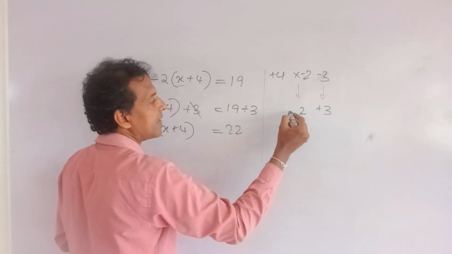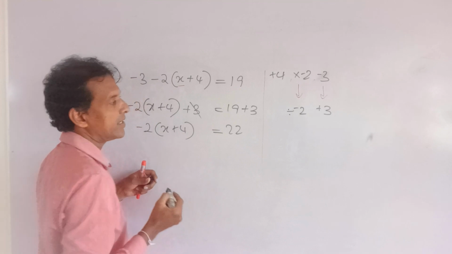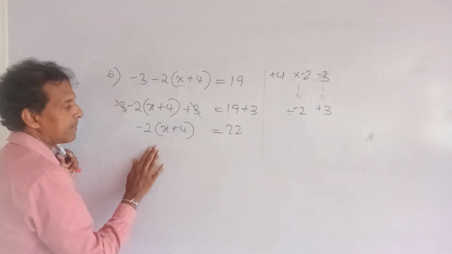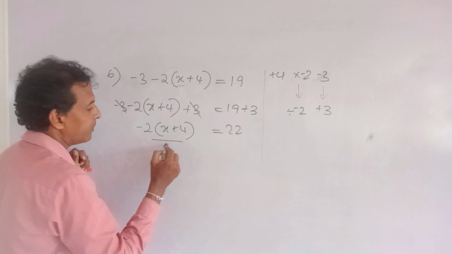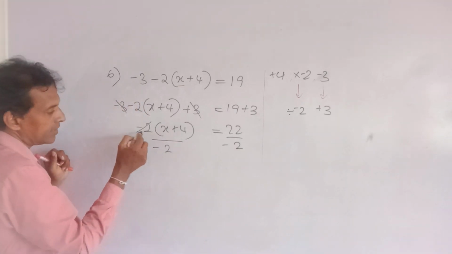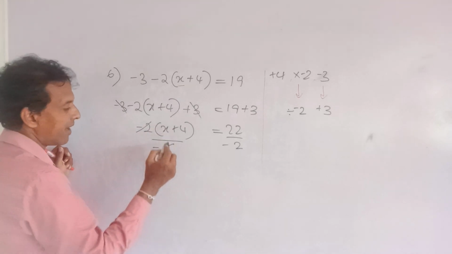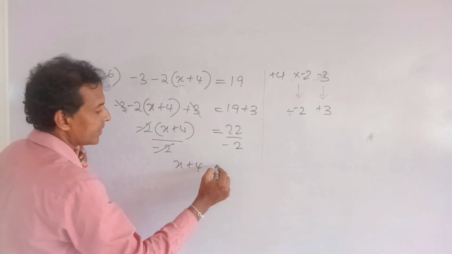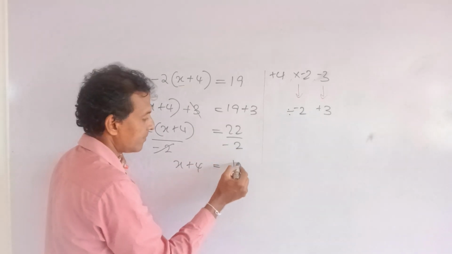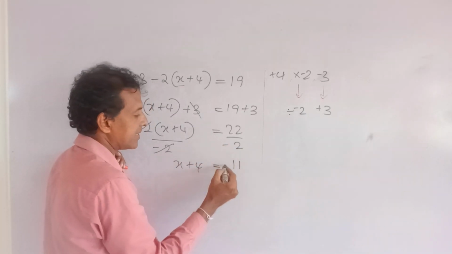So the inverse operation is what? Divide by minus 2. So now divide both sides by minus 2. Minus 2 gets cancelled. So we have x plus 4 here equals 22 divided by 2 is 11, and plus divided by minus is minus.